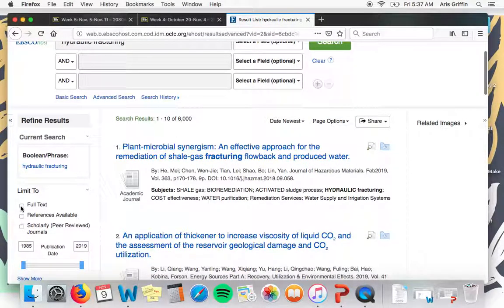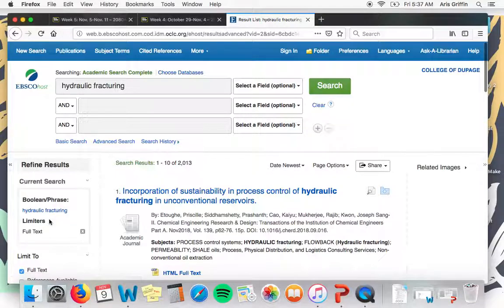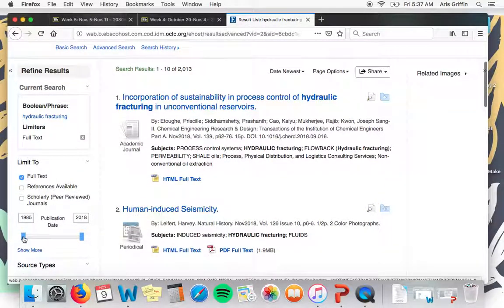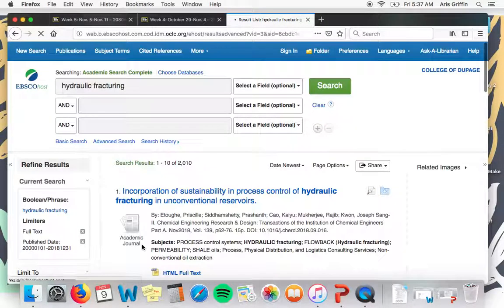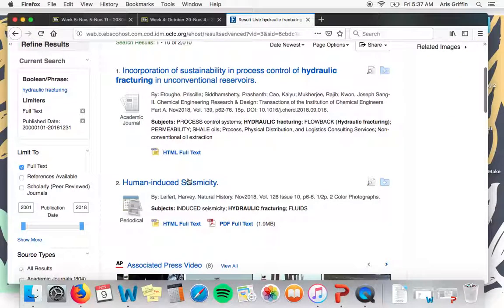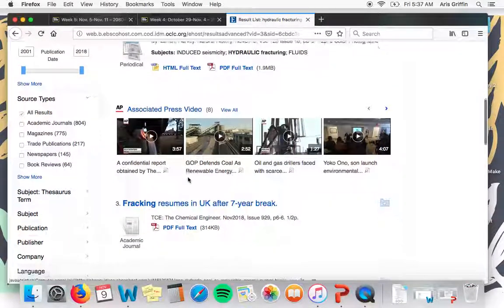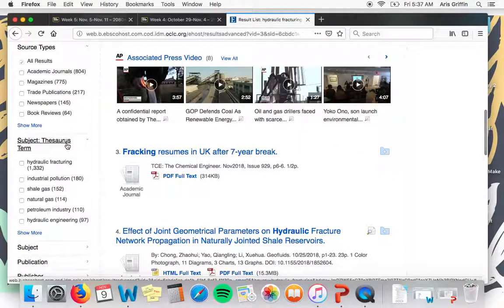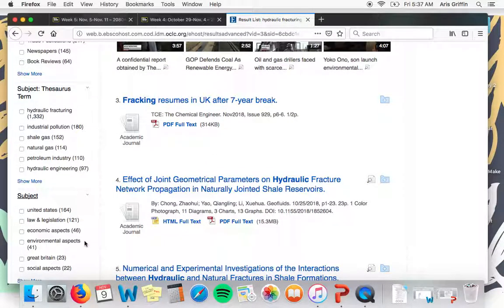You would limit it to full text, which just means that you can get the article right away. And you can also limit the year. Something like fracking really had a surge since around 2000, so I would update that so you're only looking at that. Okay, so we still have 2,000 sources, still a lot. The next thing I would do to narrow this down would be looking at the subject thesaurus terms, or the subject terms, and these are words that are like taglines. It's kind of like a hashtag for the database articles.